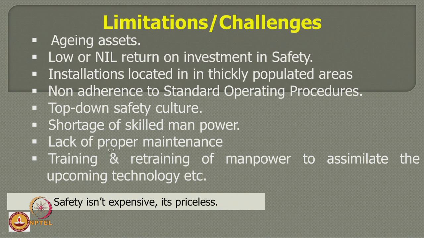Most importantly, training and retraining of manpower to assimilate the upcoming technology is not practiced in many of the industries as a continuous process. So, safety regulations, safety training, safety education, risk management, hazard studies, education on hazardous substances is very important for every personnel working in the oil and gas industry, and this has got to be done on a periodic basis. Remember, ladies and gentlemen, safety is not expensive, it is actually priceless.